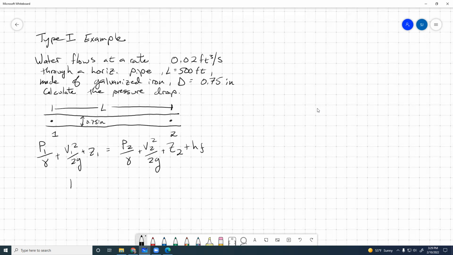Okay, we'll write our Darcy-Weisbach equation. Head loss is equal to the friction factor, L over D, V squared over 2g.